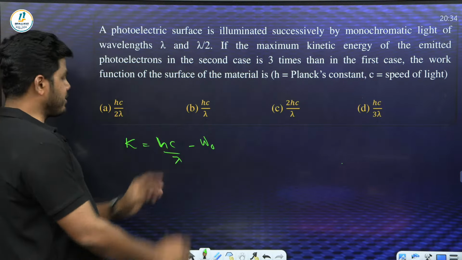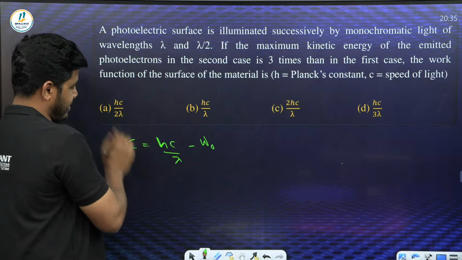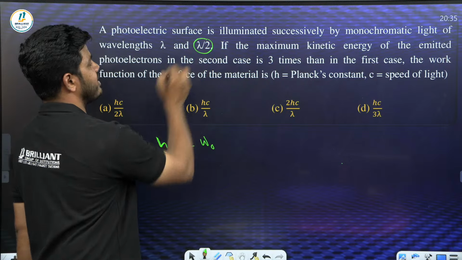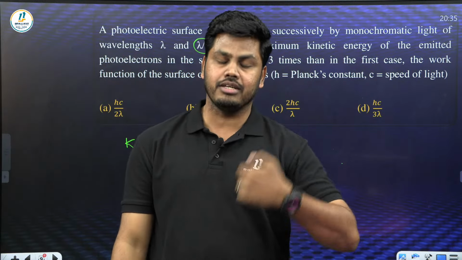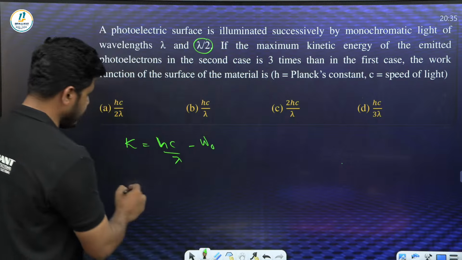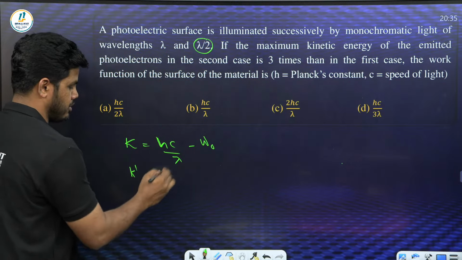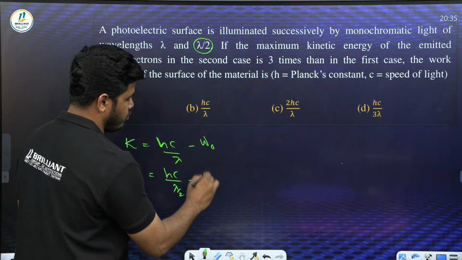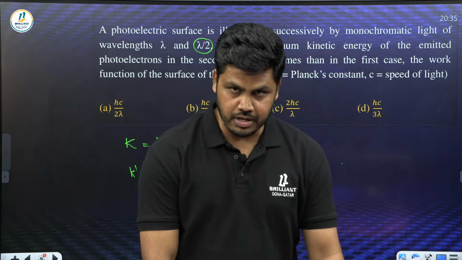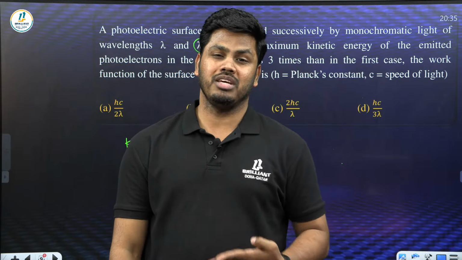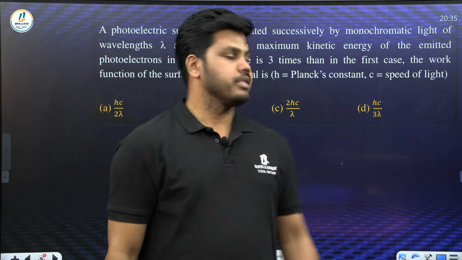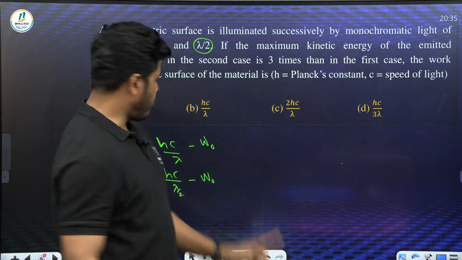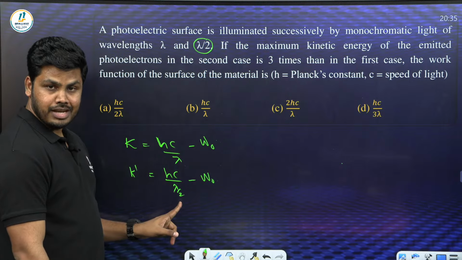In the first case the wavelength was lambda, so the kinetic energy is K. In the second case, the same photosensitive material is irradiated with radiation of wavelength lambda by 2. What will be its kinetic energy? Some K dash: hc by lambda by 2 minus work function. The work function will not change because in both cases we use the same photosensitive material. So work function W naught here also, but we use two different incident radiations, one with wavelength lambda and the second with wavelength lambda by 2.